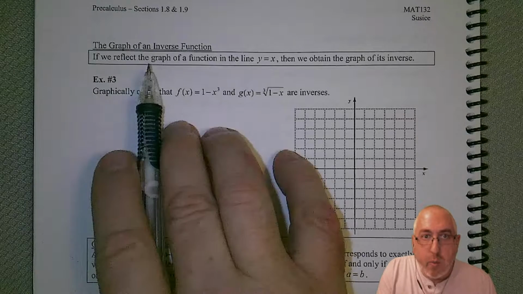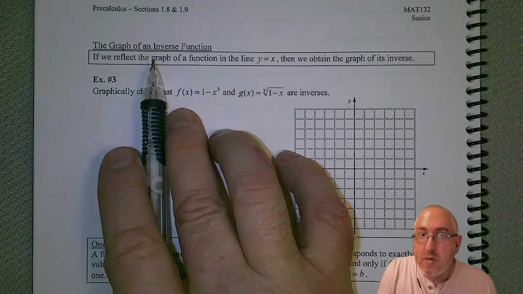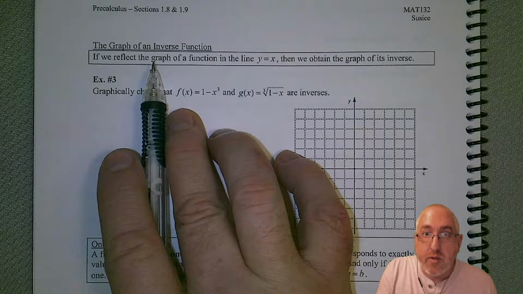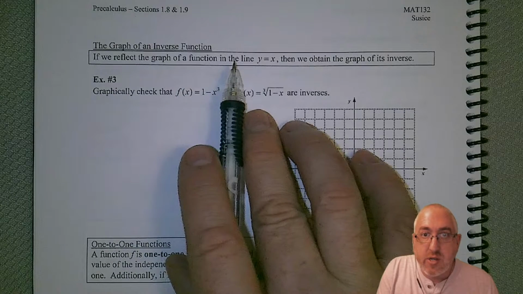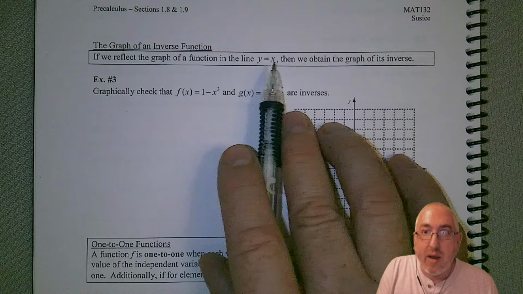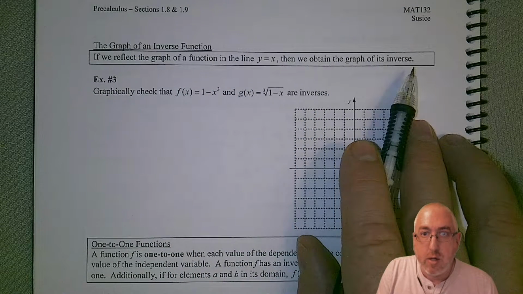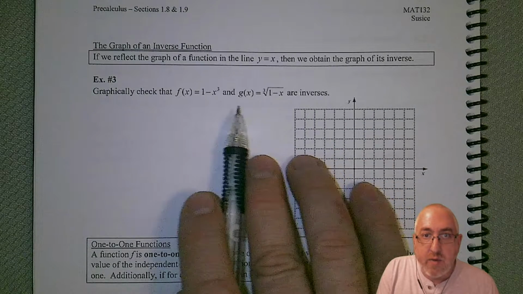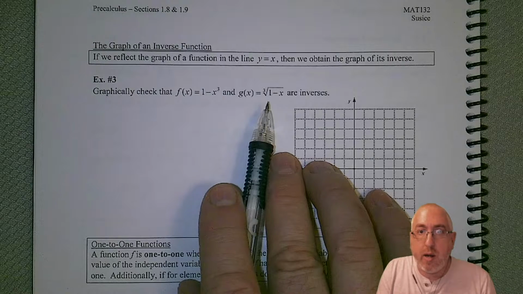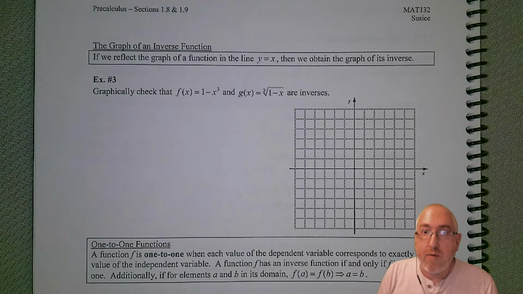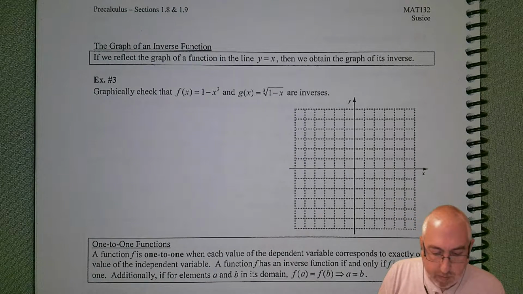Another way is to look at the graphs, and we're going to see that there's a relationship there as well. If we reflect the graph of a function in the line y equals x, then we attain the graph of its inverse. So we showed in the last video that these two functions are inverses. We showed it algebraically, but let's take a look at the graphical side of this as well.